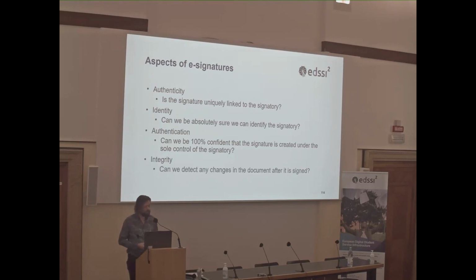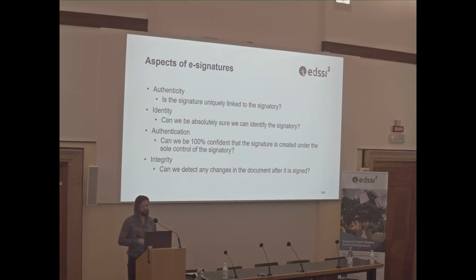And the last part is integrity. So can we detect any changes in the document after it's signed? And this is where the cryptography comes in, and it's very handy. So basically, we can add information to the document saying that it consists of a certain state at this moment. If someone would later change the document, that will be traceable if you use the cryptography.